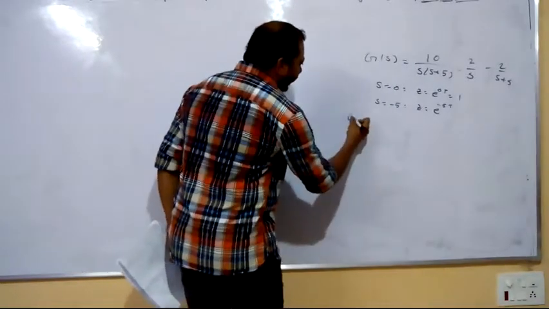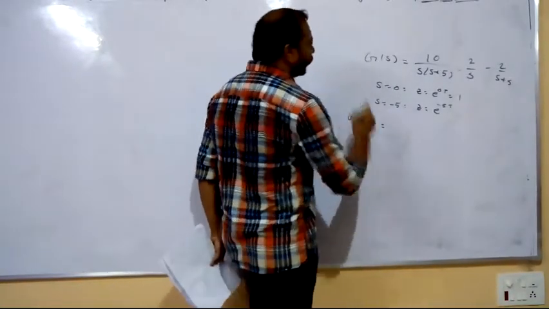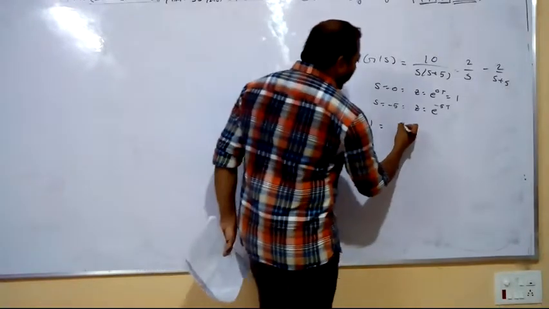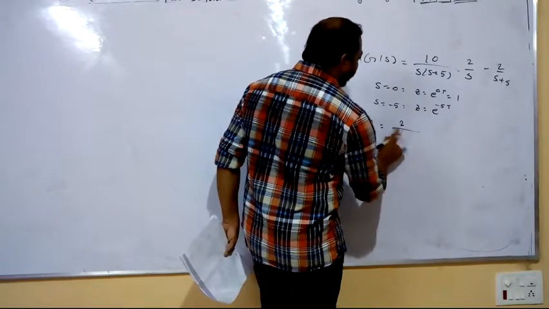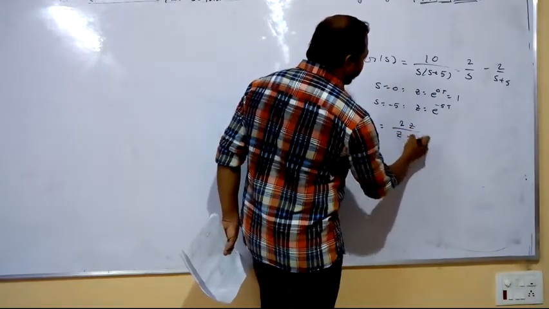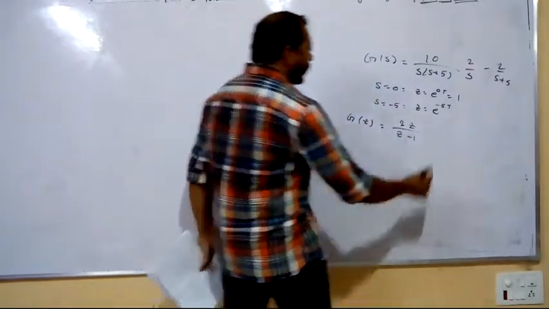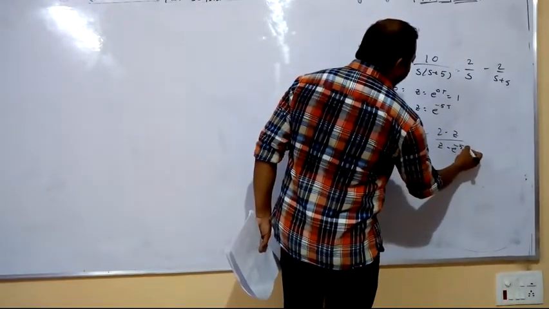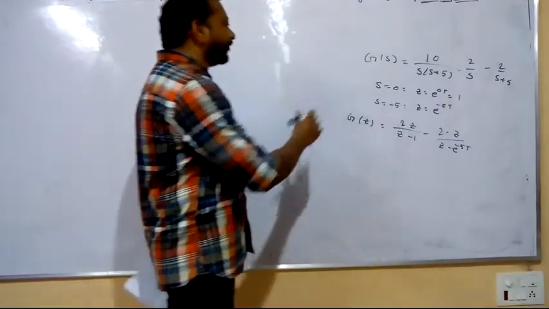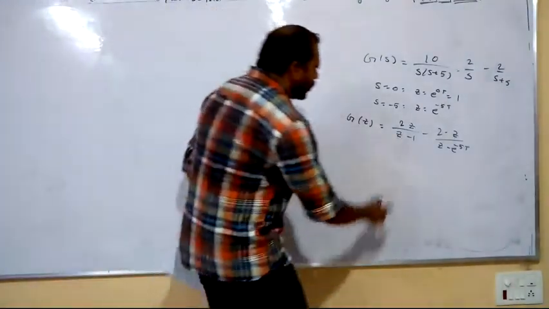Now directly you can write the corresponding z transform. G of z is equal to 2 into z divided by z minus 1, minus 2 into z divided by z minus e to the power minus 5T. Upon simplification, what value will you get? That is the final value. So what is the value?